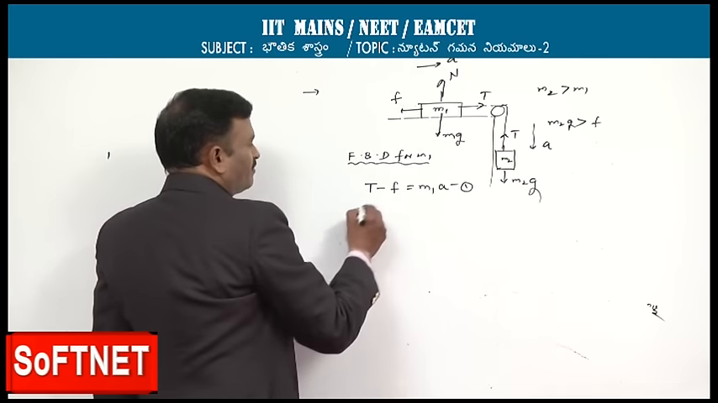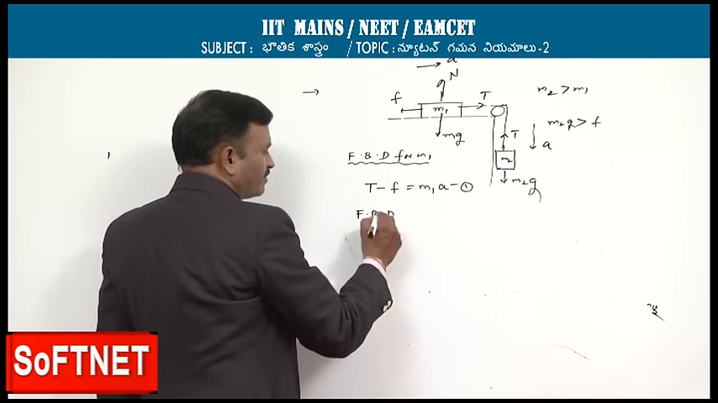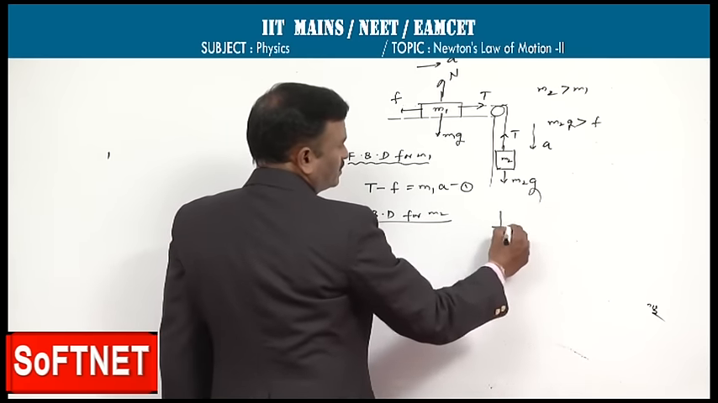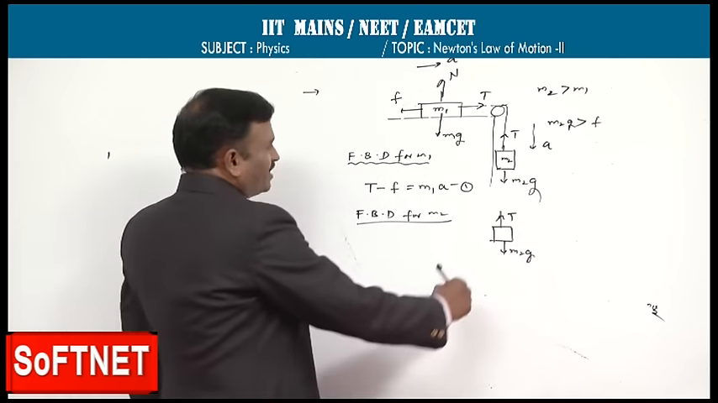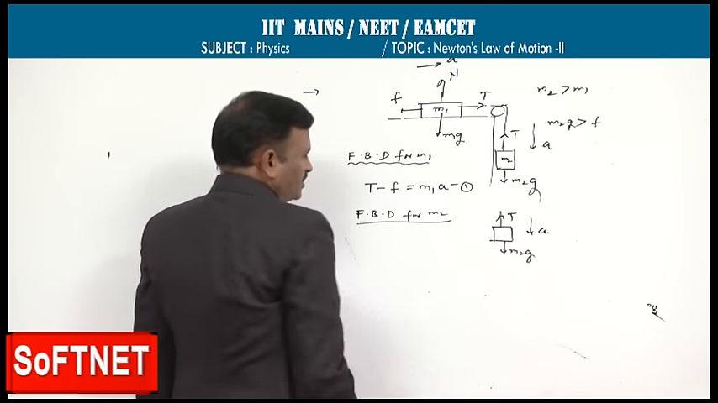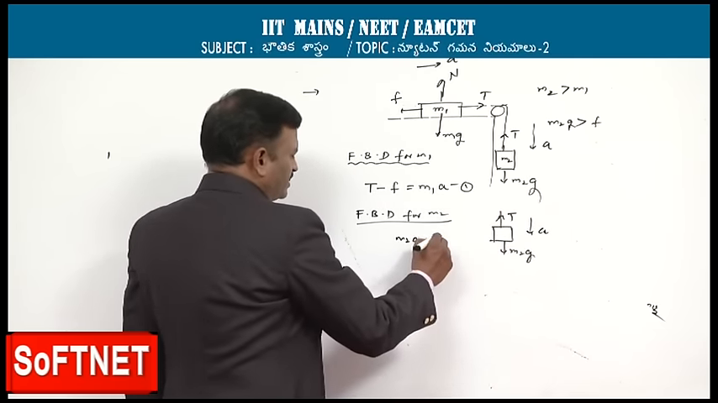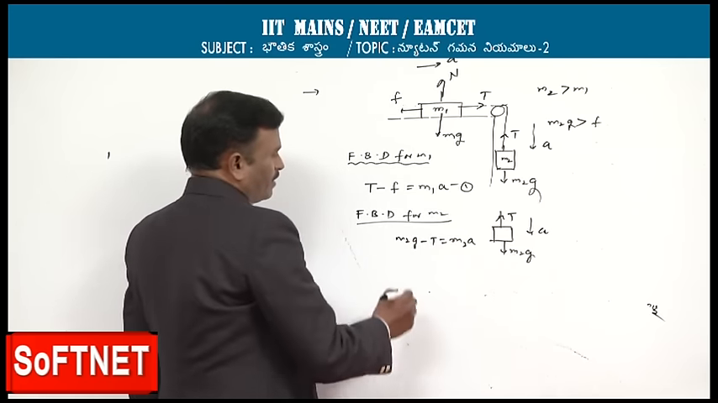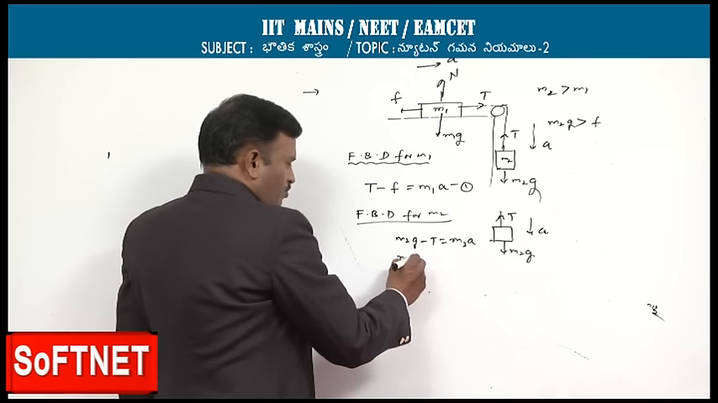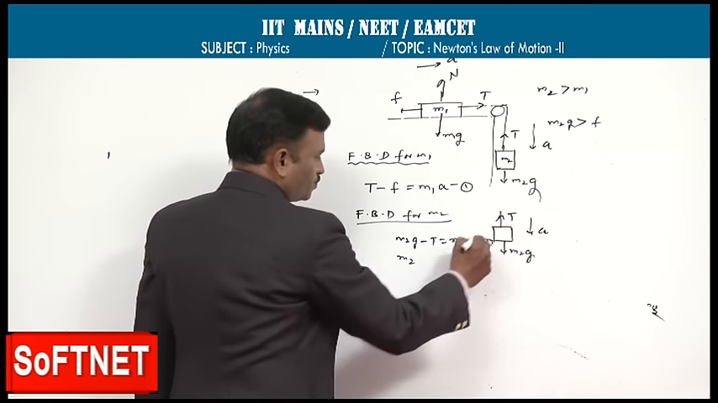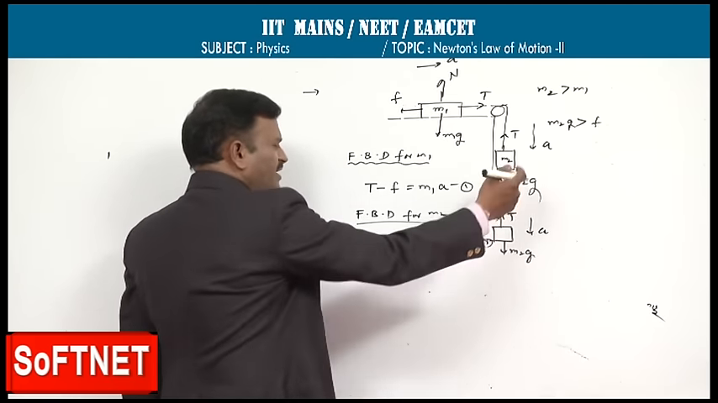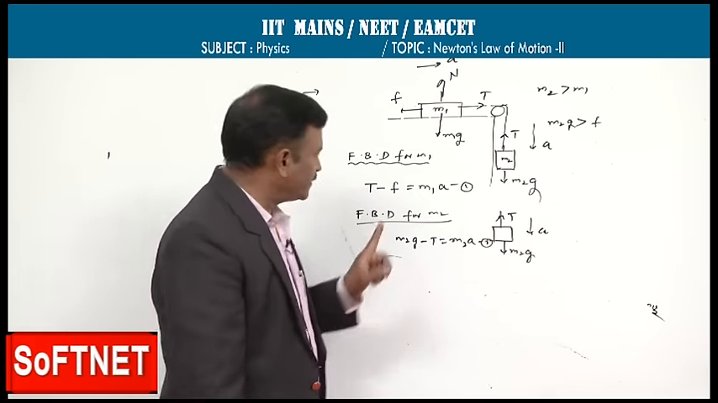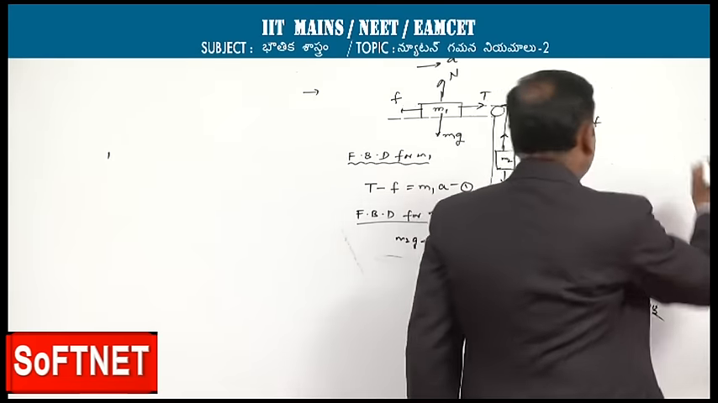The free body diagram for m2. m2 is here, m2g and T, resultant is acceleration is down, m2g minus T is equal to m2a. Here m2g, this is equation 2, because m2g is greater than T, the resultant is m2g minus T should be equal to m2a, right. Now solving these two equations, let us see.